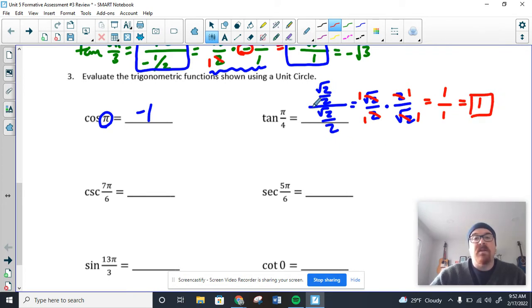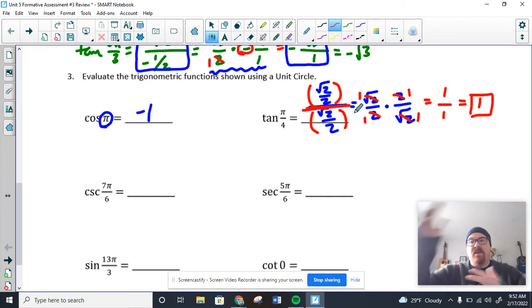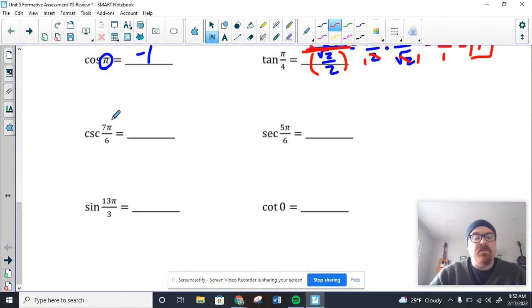And like I said, think about this. Here's a fraction where what's on the top and what's on the bottom are identical. Anytime you have a fraction where the top and the bottom are the same, that equals 1. Okay? Now let's talk reciprocal functions.